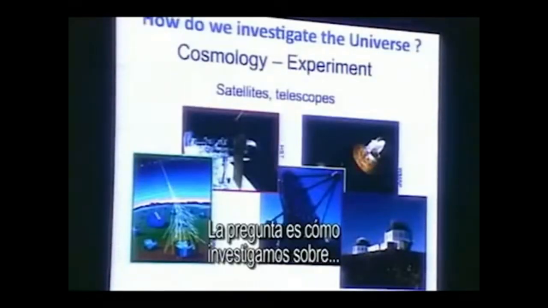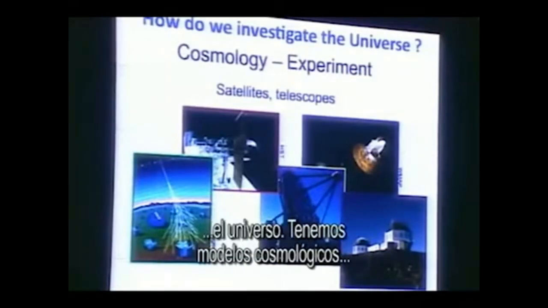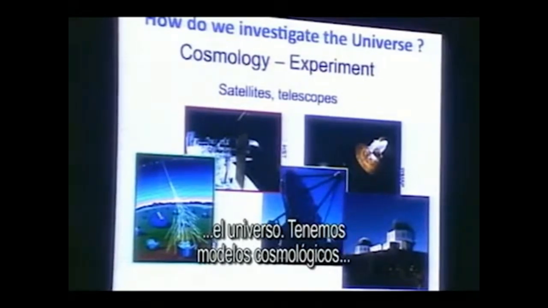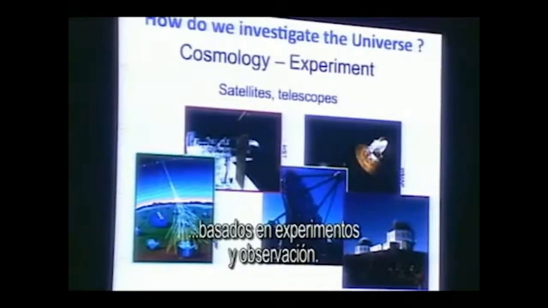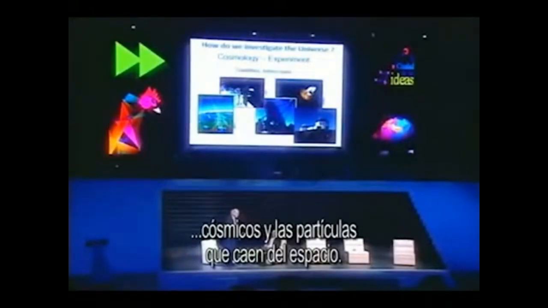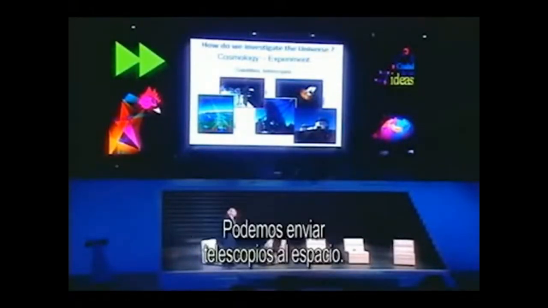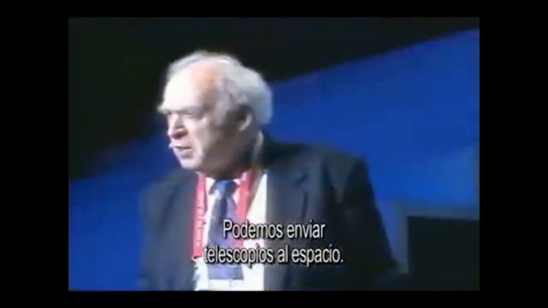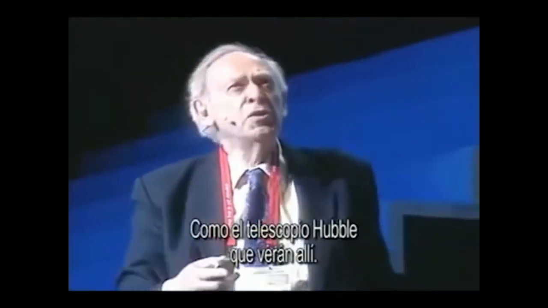So the question is, how do we find out about the universe? Well, we get cosmological models based upon experiment and observation. And to do that, we have to have observation. So we can look at cosmic rays. These are the particles which come down upon us from outer space. We can send telescopes up into space, like the Hubble telescope, which you see up there.